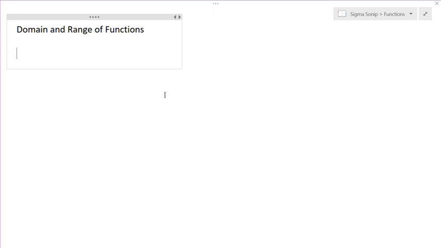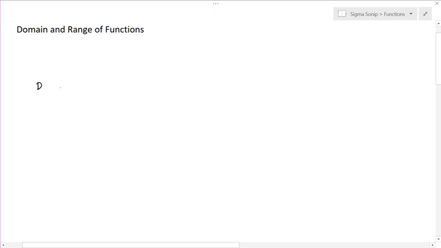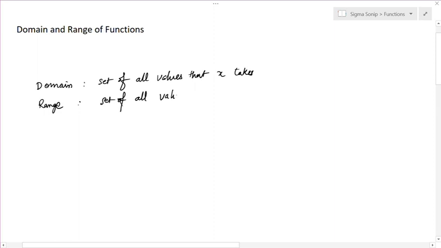Now these definitions are quite fancy. Practical and useful definitions are that domain is the set of all values that X takes, and range is the set of all values that Y takes. These definitions look quite simple, and we'll straight away go to examples and see how we can determine these.